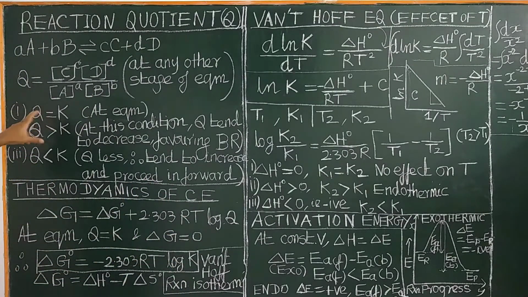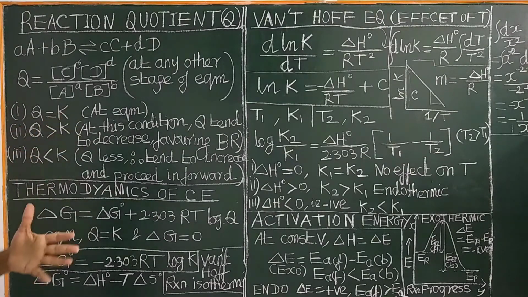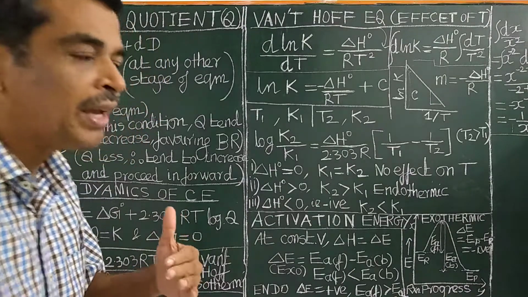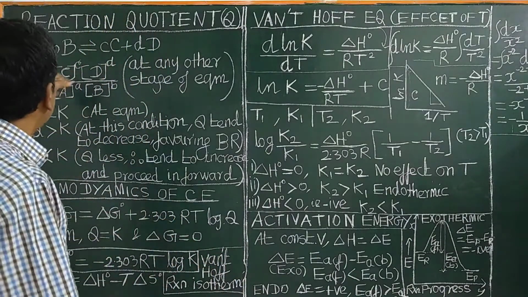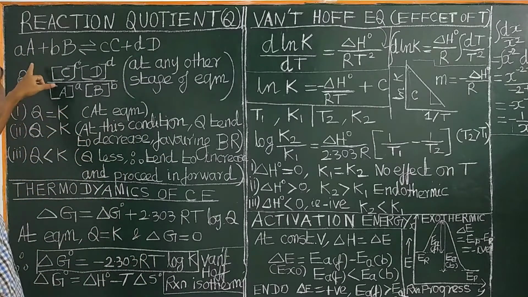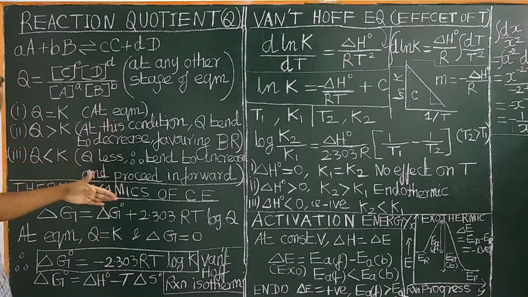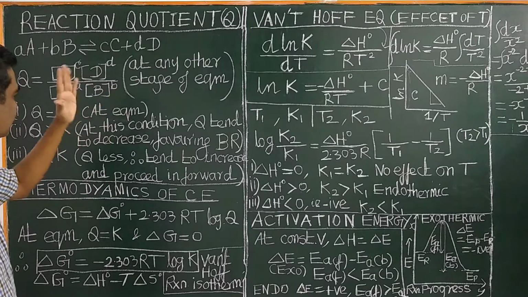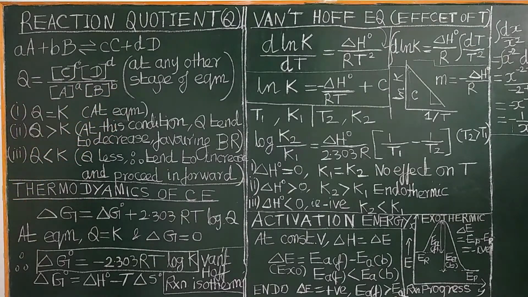Okay. Suppose we compare Q with K; there are three cases. First case, Q equal to K. When Q is equal to K, the reaction is at equilibrium. At equilibrium, Q equal to K, the equilibrium constant.